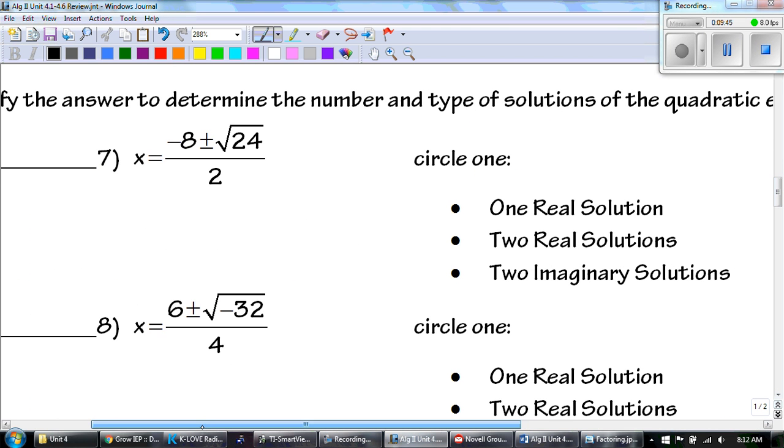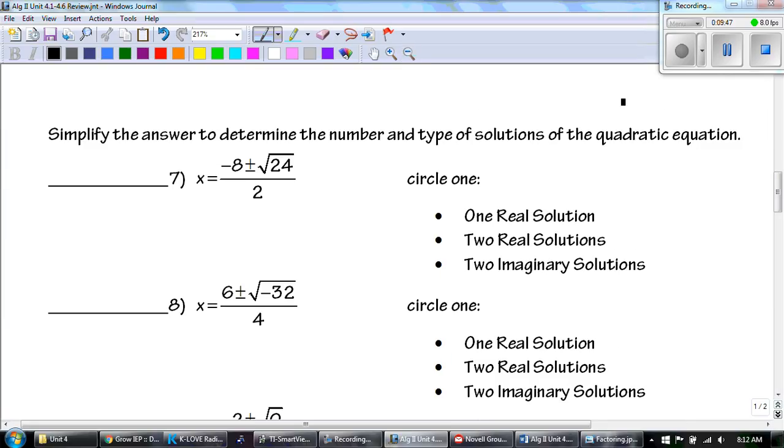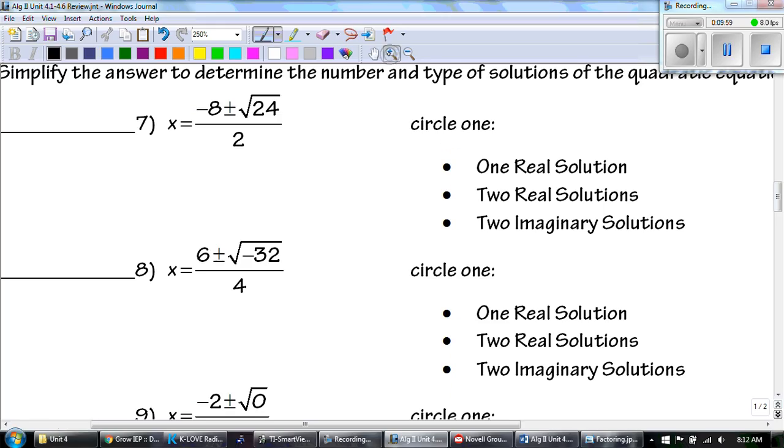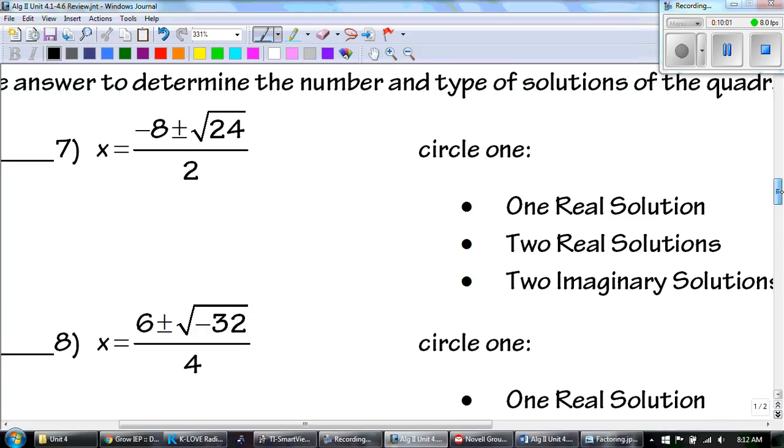All right. Simplify the answer to determine the number and type of solutions of the quadratic equation. So in each one of these, we need to break it down and then figure out how many solutions it has.